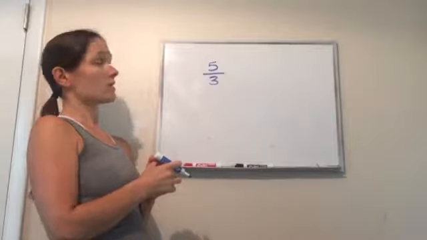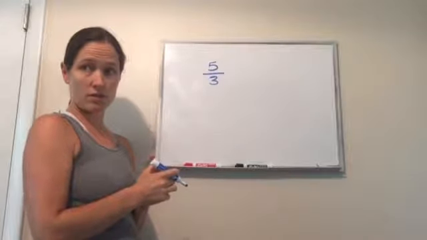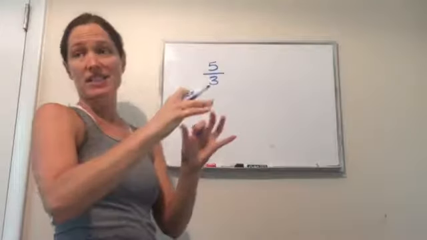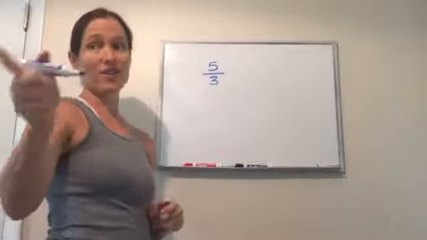No. Wait, we're making it improper? Oh, yeah. So we do 3 plus 5. Oh, no, that's coming up. That's coming up. That's when you take a mixed number and make it into an improper. Oh, okay. Good job, okay?